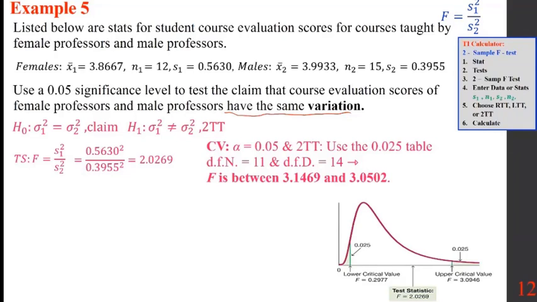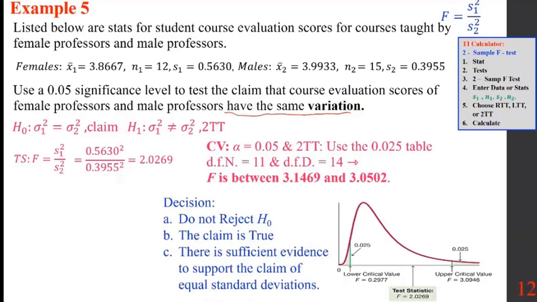So if you're not rejecting H0, then the claim comes with it. You're not rejecting, the claim becomes true, and you write the rest of it. There is sufficient evidence to support the claim of equal standard deviations. This is a short way of writing it, or you can write the whole thing. There is sufficient evidence to support the claim, and then you pick up a sentence from the question.